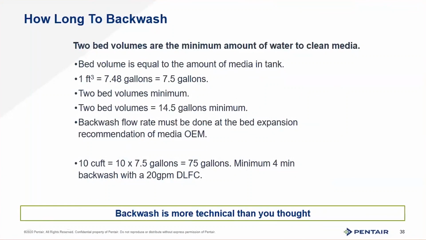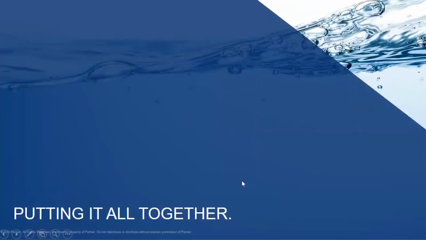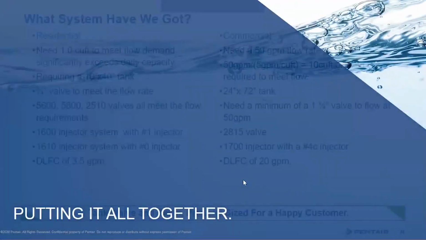So that means we are going to run a minimum of 14.5 gallons per cubic foot of water through it. 10 cubic feet times 7.5 gallons equals a 4 minute minimum backwash at 20 GPM drain line flow control. That's going to get our resin clean and get it set up for operation. So we're going to put this all together.